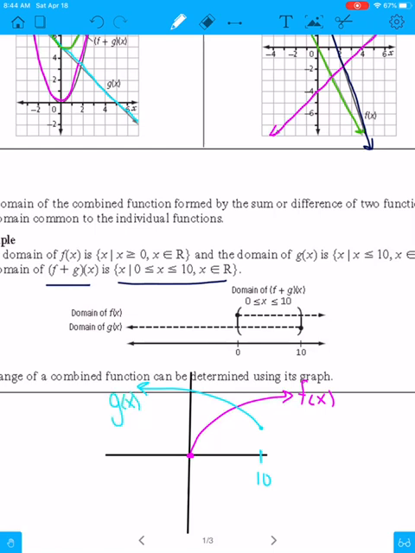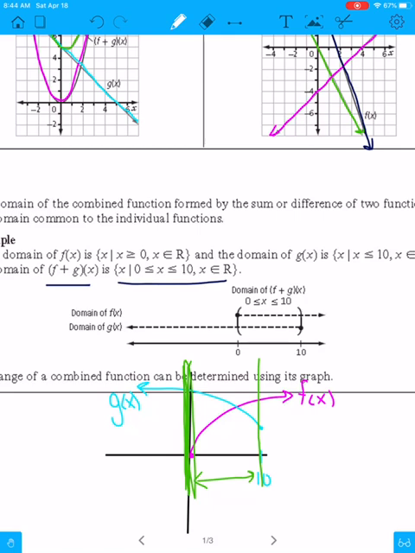I can only find these two graphs where they both exist. So the domain where these graphs both exist starts at 0. Look here, that's where they overlap. Here is at 0. Wow, that's terrible. And then here is at 10, and then in between those two values, right? That's where both graphs exist.